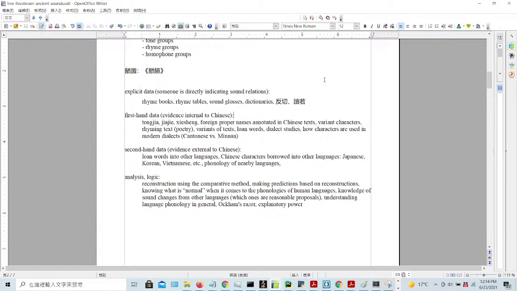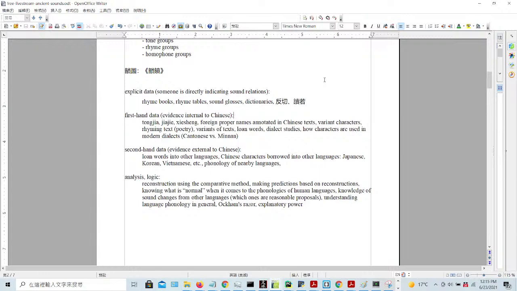Vietnamese. We have variant characters, which are basically two characters that have the same sound and meaning. In other words, they represent the same spoken word, but the structure of the characters is different, or maybe they have a different sound component. You can compare these things together and know something about the sounds between characters.